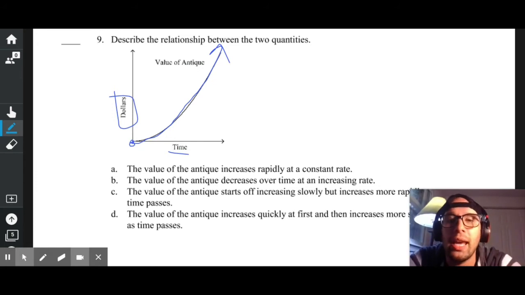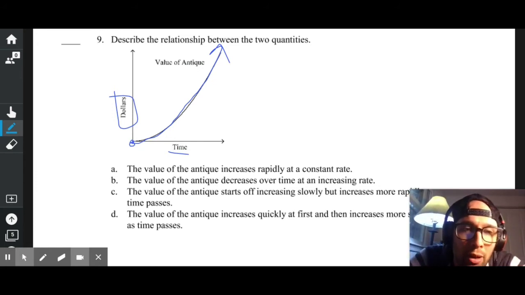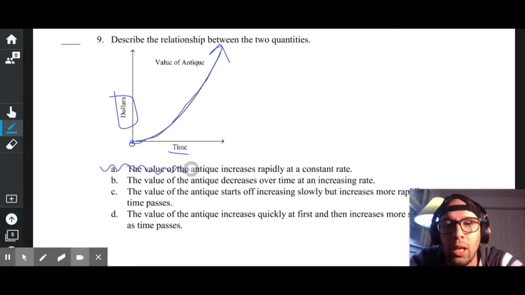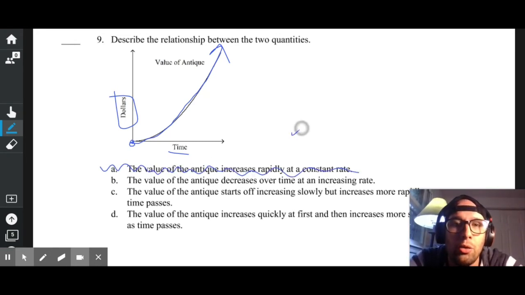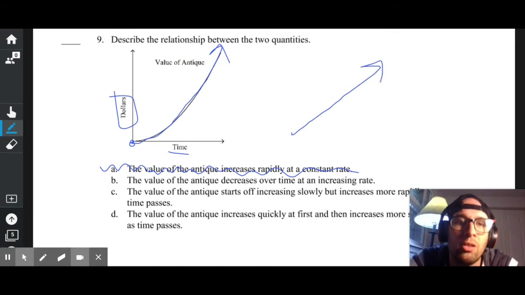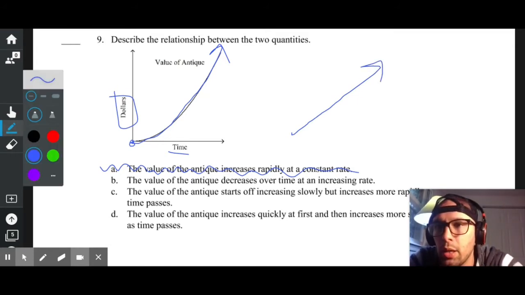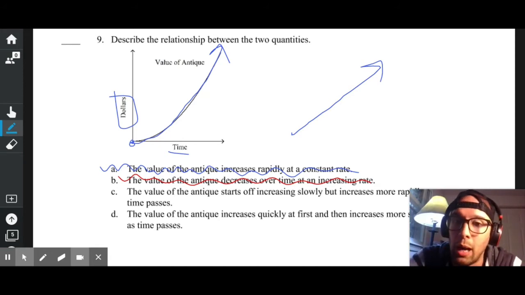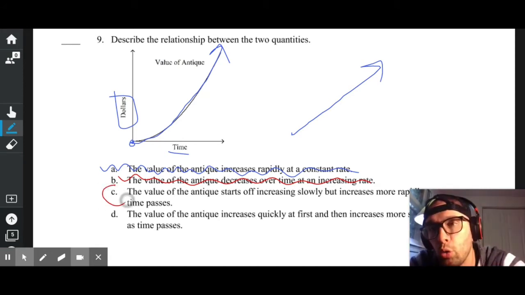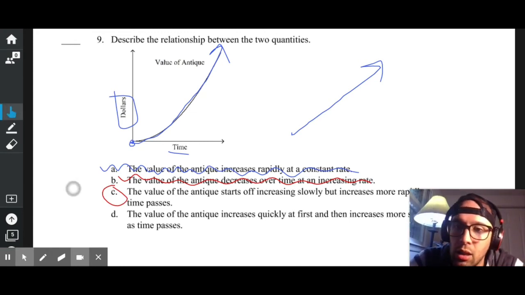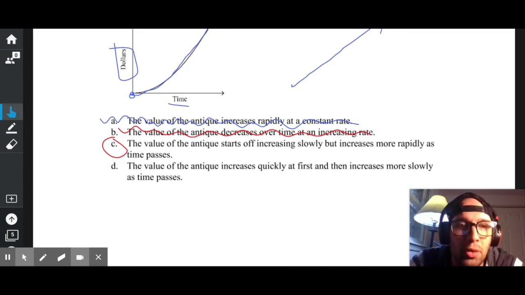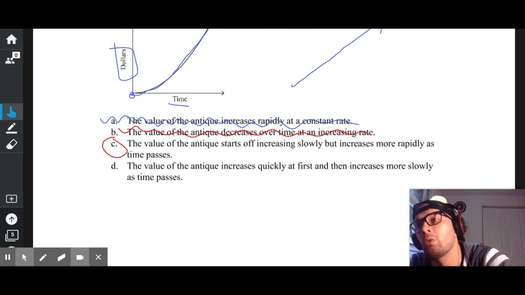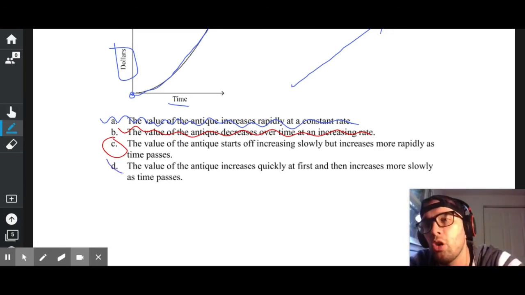So is the value of the antique increasing rapidly at a constant rate? No, because constant would be like it goes up and over, up and over, up and over. Constant's a straight line, so it's not A. Okay, B says it's decreasing, and that's wacky. The value of the antique starts off increasing slowly, but increases more rapidly as time passes. That's true. And the value of an antique increases quickly at first, but then increases more slowly as time passes. Well, that's not true at all.